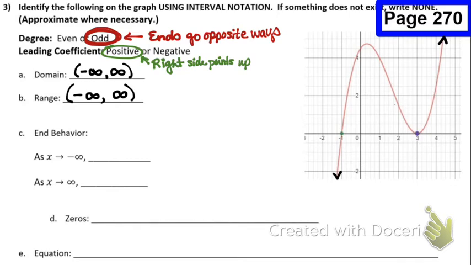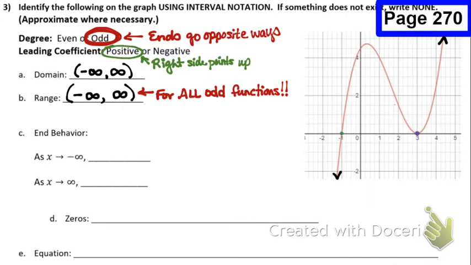This is my range for all odd functions. Why would that be my range for all the odds? Yeah, the odds have this same behavior where one end always points down forever, and the other end always points up forever.